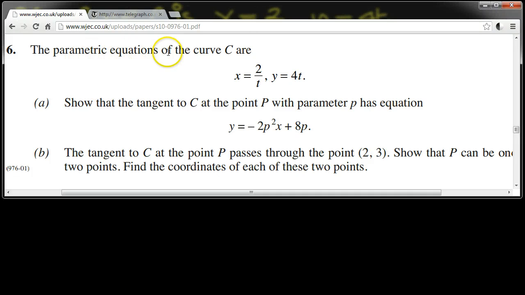The parametric equations of the curve C are x equals 2 over t and y equals 4t. Show that the tangent to C at the point P with parameter p has equation y equals minus 2p squared x plus 8p.